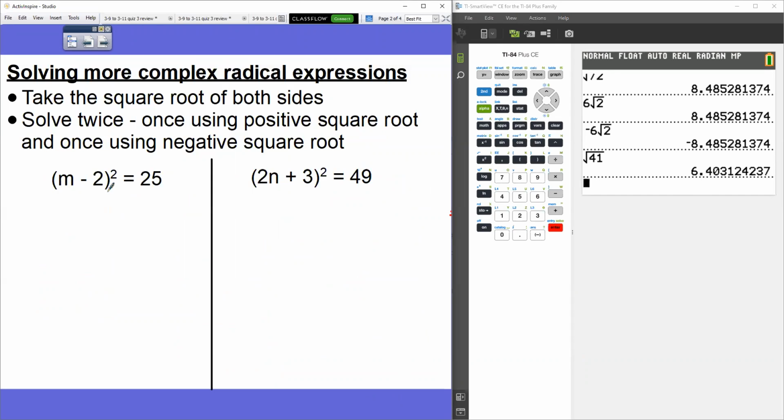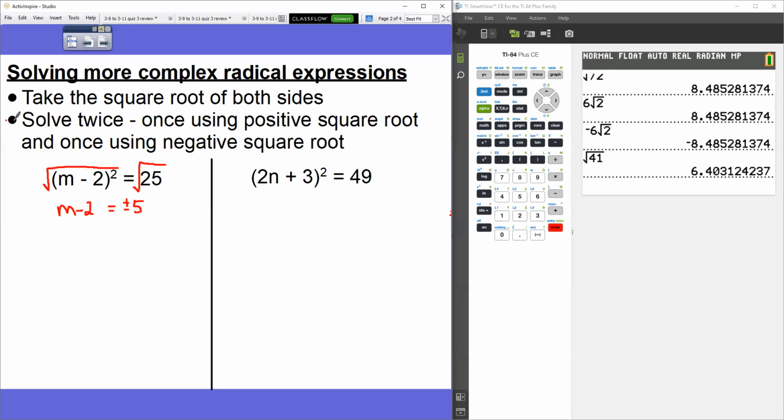When you see parentheses like this and a squared after it, the first thing that we want to do is get rid of those parentheses and get rid of the squared. So the opposite of squaring a number is to take the square root of a number. Again, whatever you do to one side, you have to do to the other. So we're taking the square root of both sides. When you take the square root of m minus 2 squared, it's just going to get rid of that squared. So on this side, we just have m minus 2. On the other side, we have the square root of 25. The square root of 25 is plus or minus 5.